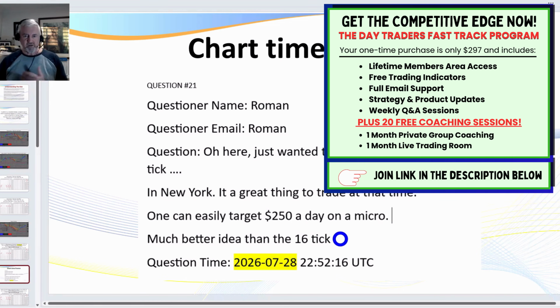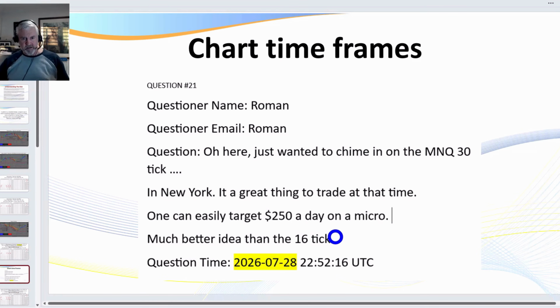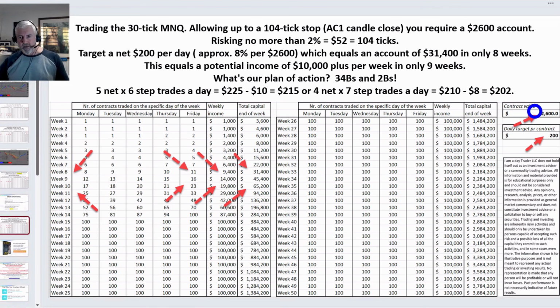And what we were talking about is trading the 16 tick during New York, which is very difficult. It's too fast. Now to trade the 30 tick, you would require, to stay within our 2% rule, $2,600. Now that's during the New York hours. Now if you don't have that, you can start by trading, for example, the micro ES, or there are other markets, the micro Russell, where you don't need as much capital.